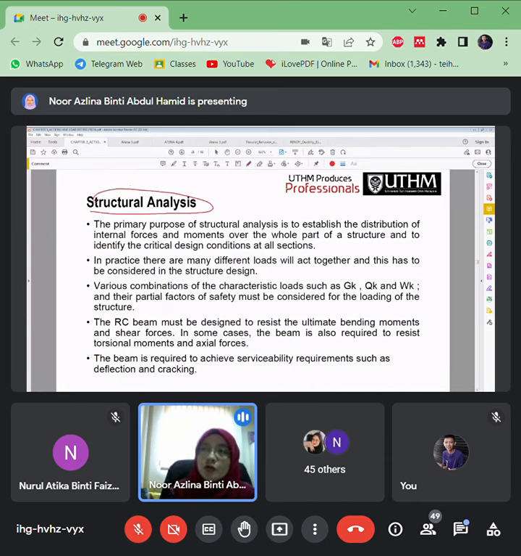Okay, then we go for structural analysis. You can refresh what you have learned in structural analysis. I will not go deep into it, I will not go into detail. But the basic thing is that structural analysis is a combination of all the loads. So we have GK, QK and also WK. But mostly in our examples we do not consider WK because we just design for a common building. Your project is up to a double storey building. So we just consider GK and QK for the load estimation calculation.